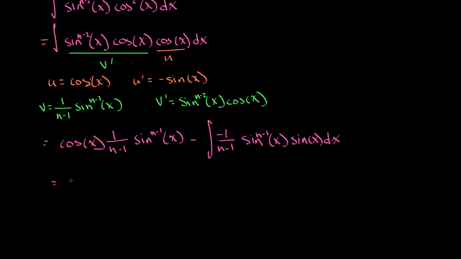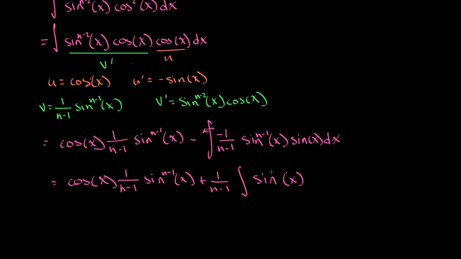So we get the following here. Cosine of x over 1 minus n minus 1 times sine of x to the n minus 1 power. Okay, and then we took this negative 1 over n minus 1 out of our integral. This came out of our integral. And then these negatives are going to cancel, and we're going to get a positive. So you have plus 1 over n minus 1 times this indefinite integral. And we said we had sine of x to the nth power up here, dx.